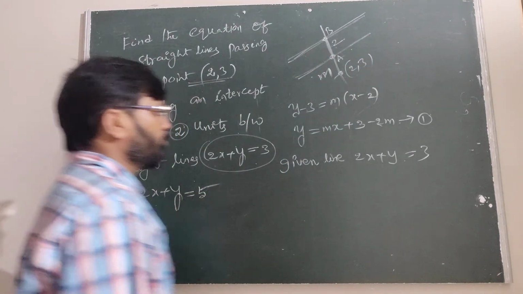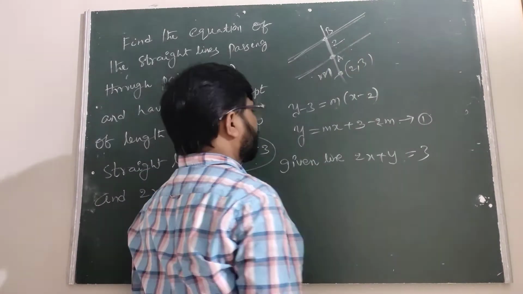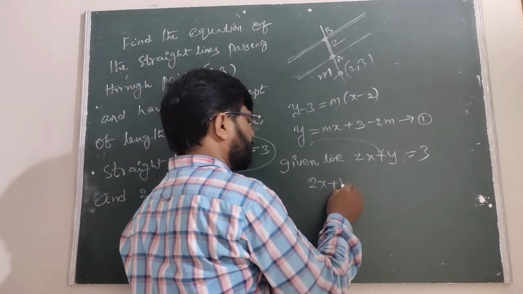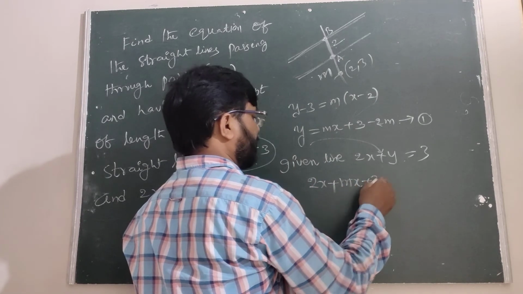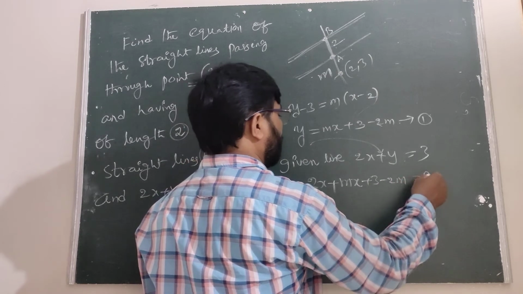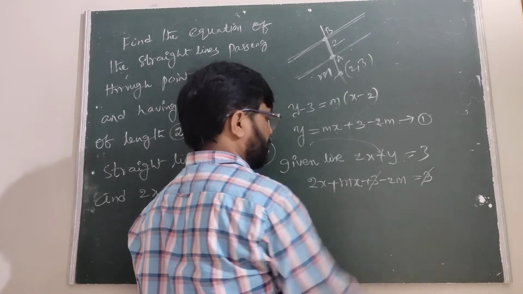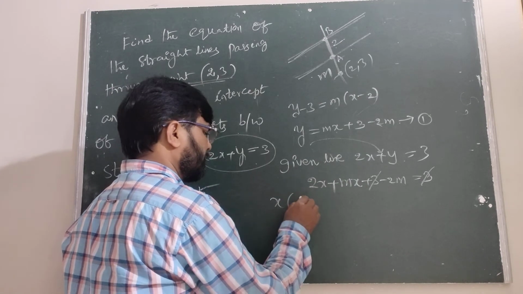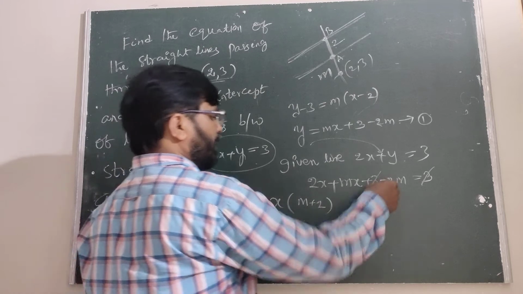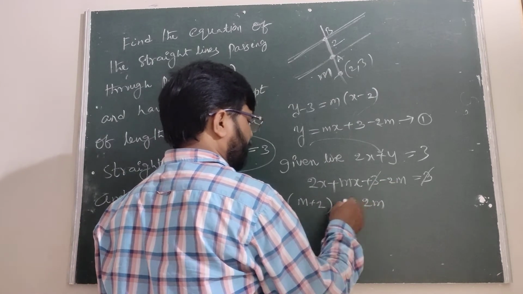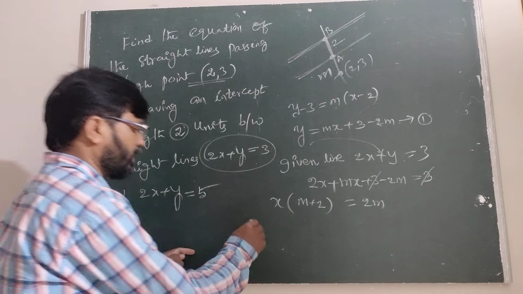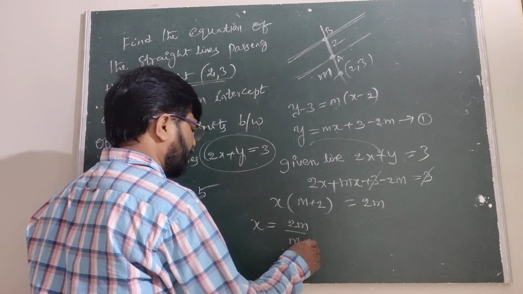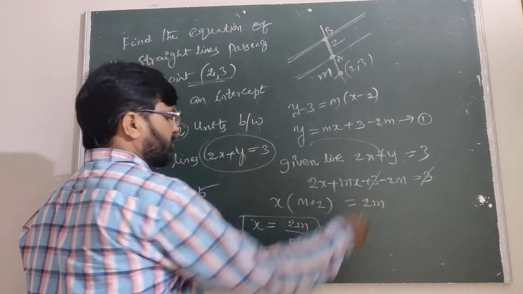Therefore, now we have to find the point A. That is, we can substitute the y. The 2x plus y is there, mx plus 3 minus 2m equal to 3. Now these 3 are cancelled. Now we take the common x, that is m plus 2. The minus 2m is sent to the other side, plus 2m. Therefore, now the value of x is 2m by m plus 2. X is 2m by m plus 2.